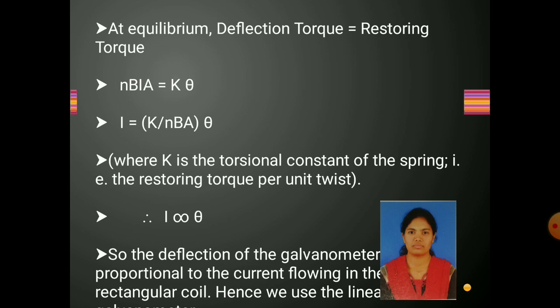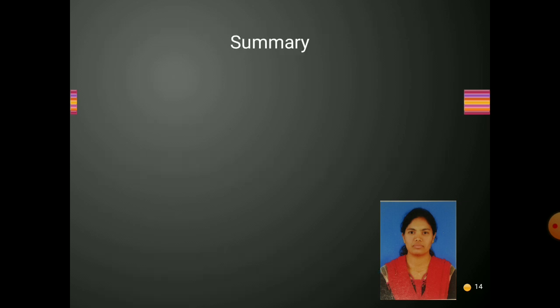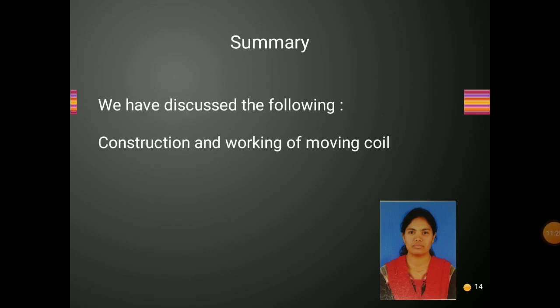A lamp and scale arrangement is used. By using the lamp and scale arrangement, we can find the amount of deflection in the coil, which corresponds to the amount of current flowing in the coil. So what we discussed in today's class, let us summarize. We have discussed the construction and working of the moving coil galvanometer.